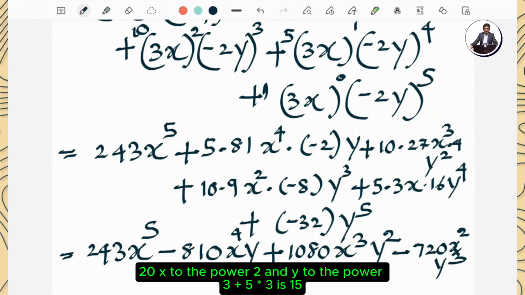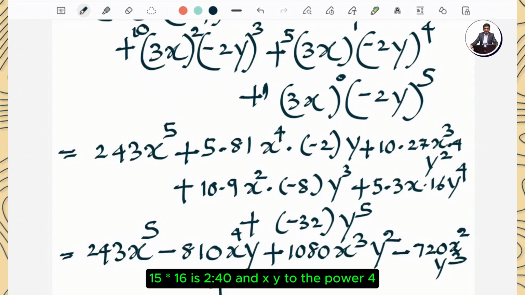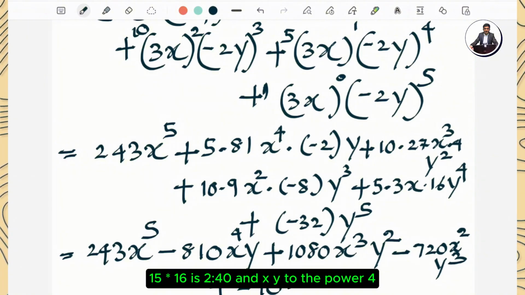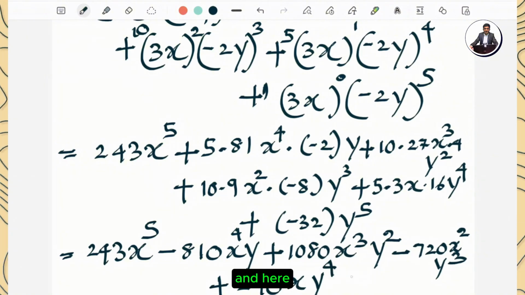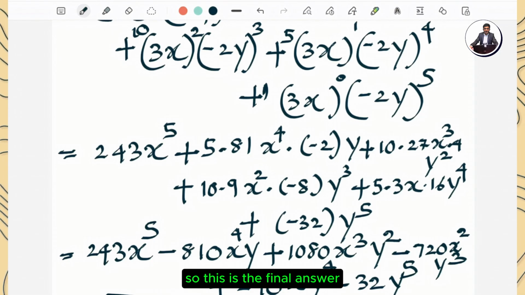Plus 5 times 3 is 15. 15 times 16 is 240 x y to the power 4. And here plus times minus is negative 32 y to the power 5. So this is the final answer.